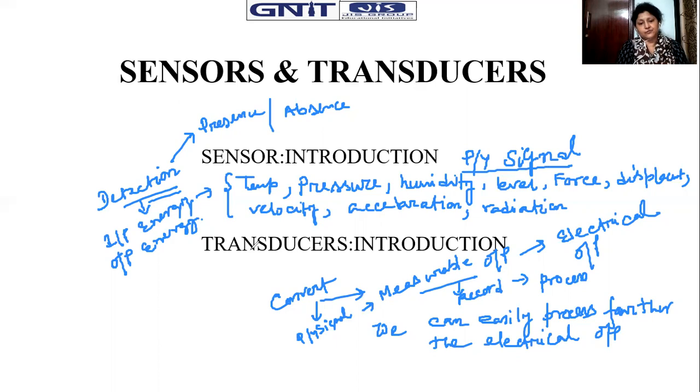And then there is a converter, followed by a converter. Whatever output is coming from the sensor will be converted into a measurable output, and that measurable output will be the electrical current. Now, why is it so versatile? Why is it included in your syllabus? What is the use of sensors and transducers in your syllabus? That is a very important issue.